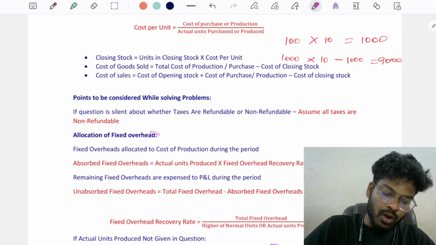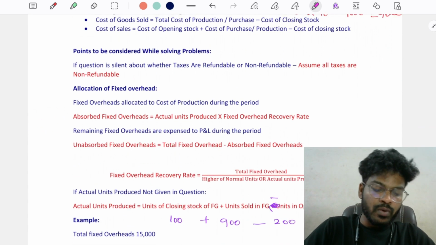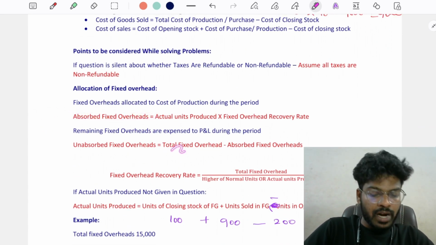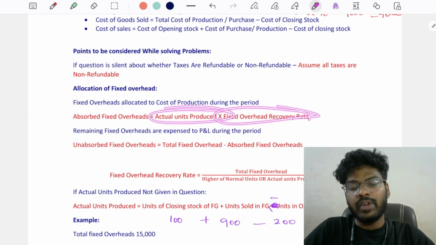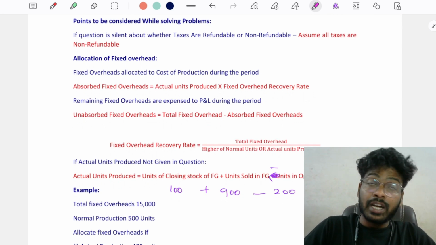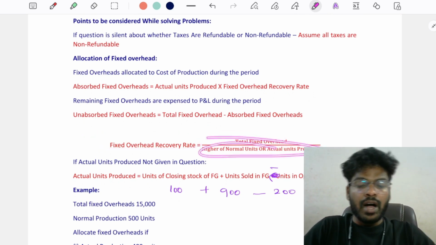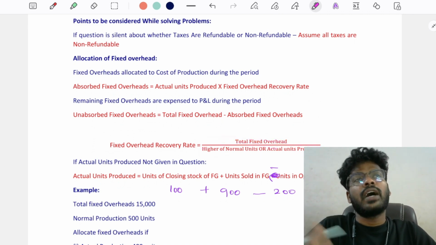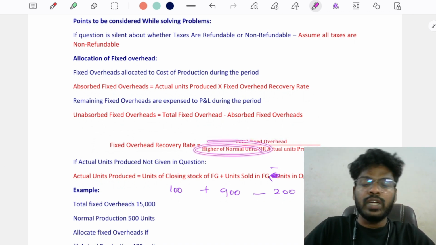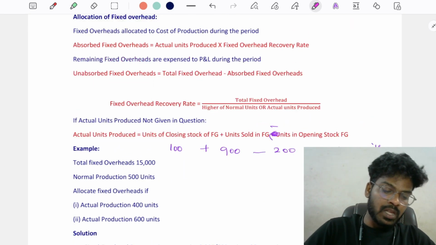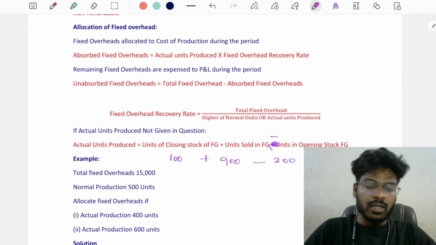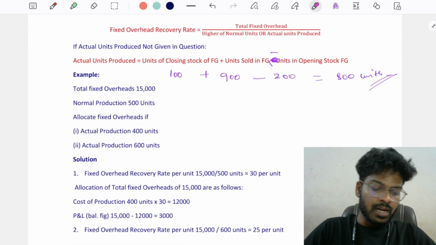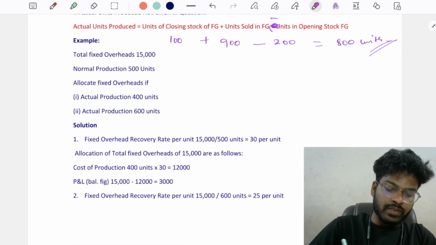Next, allocation of fixed overhead. How will you allocate fixed overhead? There is absorbed overhead and unabsorbed overhead. Absorbed overhead means actual units produced into fixed overhead recovery rate. How will you find out the fixed overhead recovery rate? Total fixed overhead divided by the higher of normal units or actual units produced. Then unabsorbed overhead: total fixed overhead minus absorbed fixed overhead will give you the unabsorbed fixed overhead. We have seen this example.